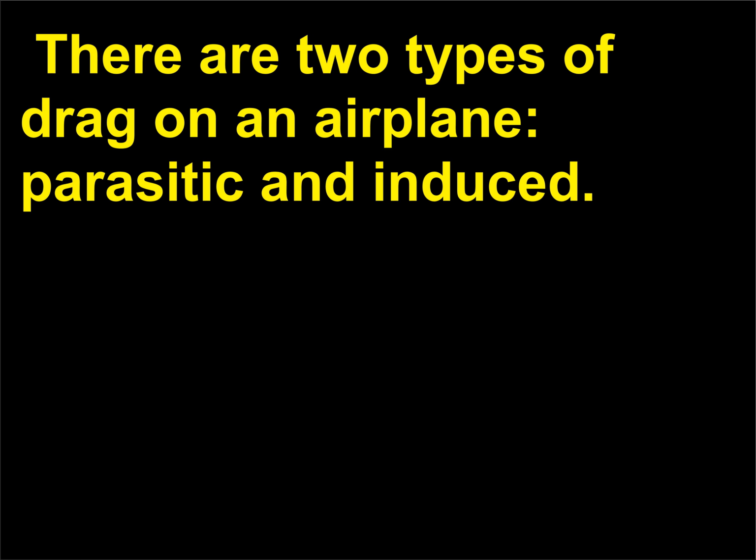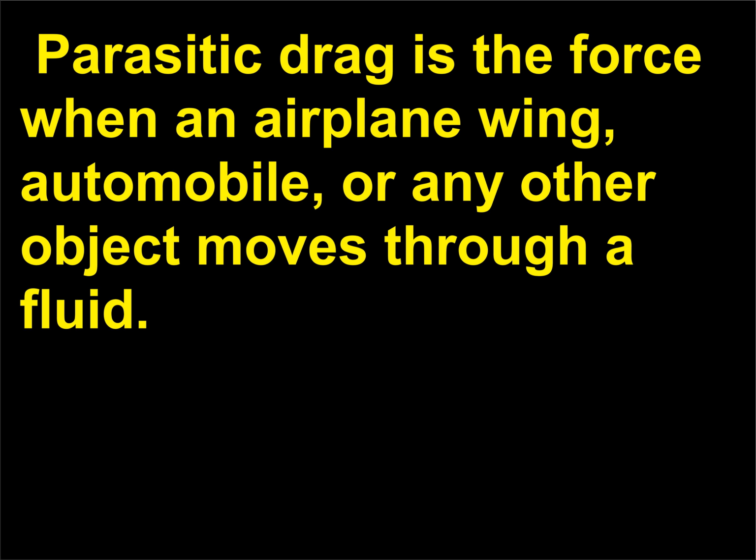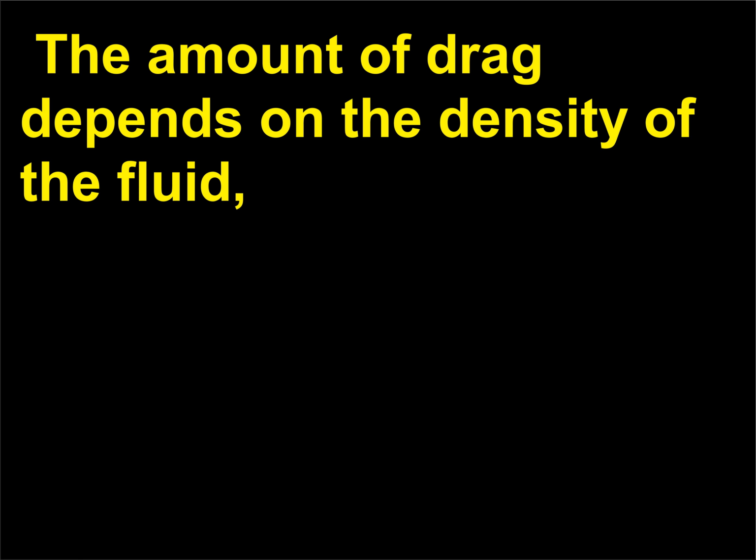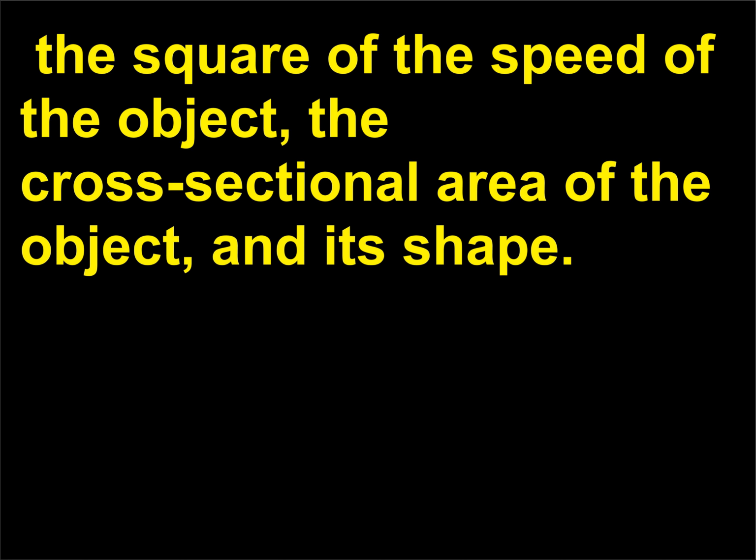There are two types of drag on an airplane, parasitic and induced. Parasitic drag is the force when an airplane wing, automobile, or any other object moves through a fluid. The amount of drag depends on the density of the fluid, the square of the speed of the object, the cross-sectional area of the object, and its shape.